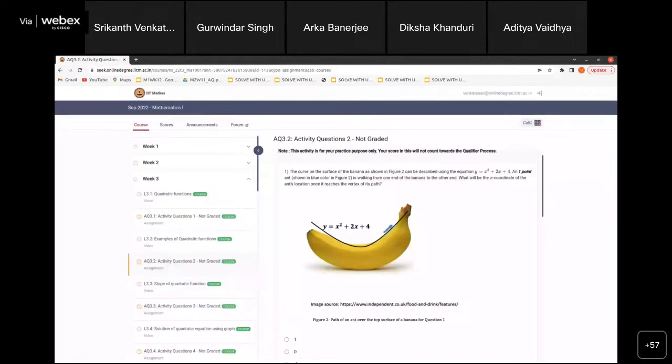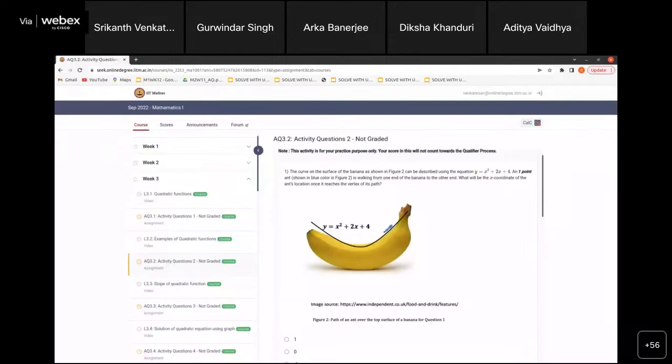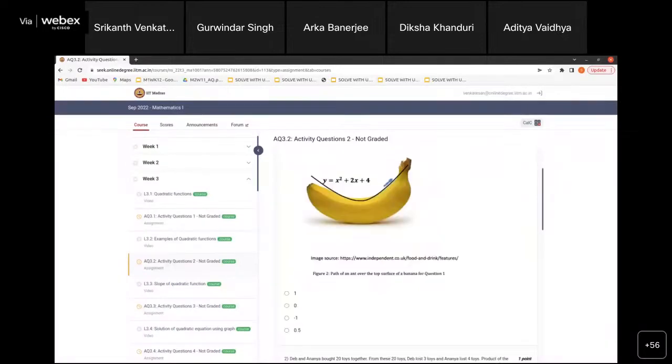But now we are only worried about the x coordinate of the vertex point, so it will be minus b by 2a. Here minus b is 2 and a is 1. So just substitute the values and you will get it.